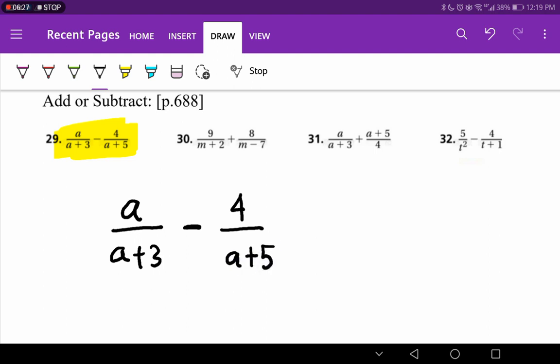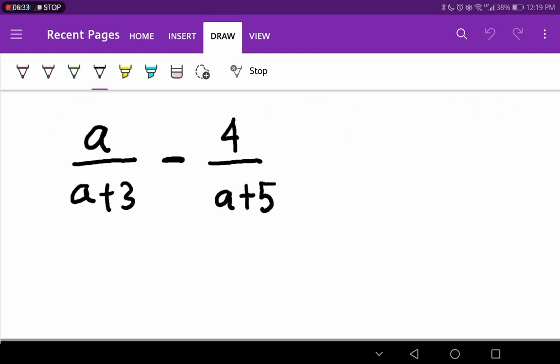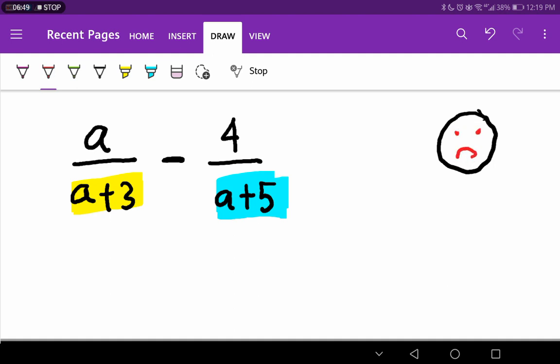That means we cannot subtract or add unless I have the same denominator. So the first step, always check the denominators. The denominator is the bottom part of the fraction. So I have A plus 3 and A plus 5. Let me draw this face, because you have to be angry and sad because they are not the same. So what do we have to do here?